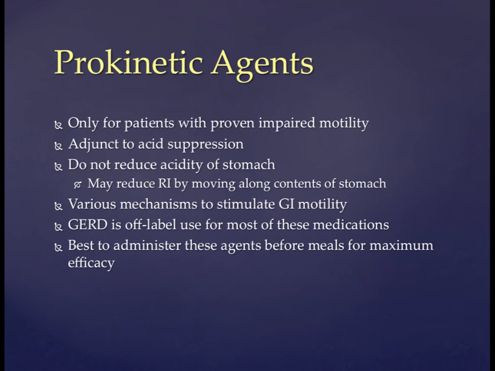The last group of medications we'll talk about in this lecture are the prokinetic agents. They're really only for patients that have a proven impaired motility of their gastrointestinal system. So this isn't going to have any effect on our acid suppression, but it can reduce our reflux index just by moving the contents along out of the stomach, so giving them less chance to actually retrograde back up into the esophagus. GERD is actually an off-label use for most of these medications, and throughout this pediatric elective, you will see a lot of off-label usage.